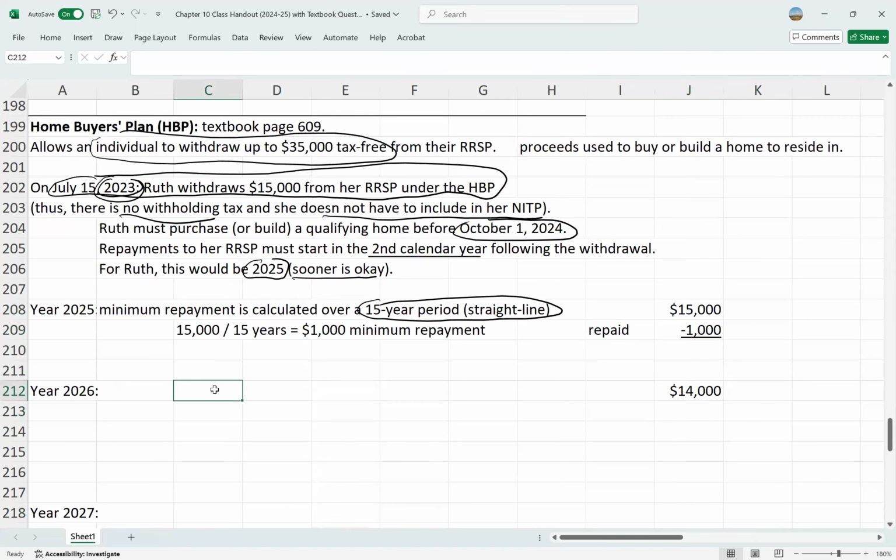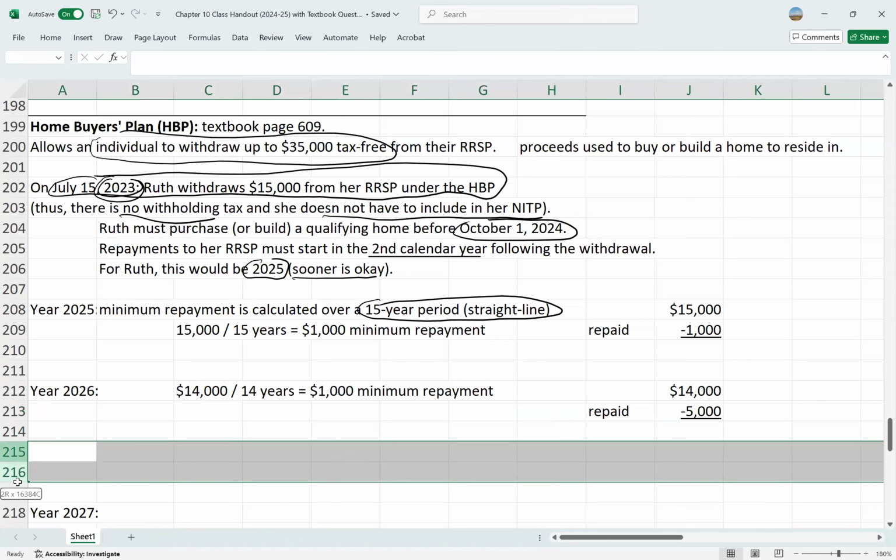Now it's done on a straight line basis. So all we do is take the balance that's remaining and divide it by the remaining years, which is 14. Once again, we get the $1,000 minimum repayment. Now you can pay back more if you want. So let's say in this year, Ruth repaid 5,000. Then the balance going into 2027, let me just get rid of some lines here.